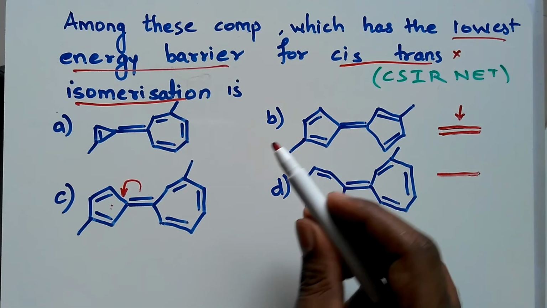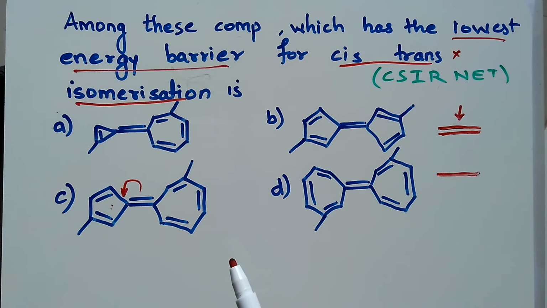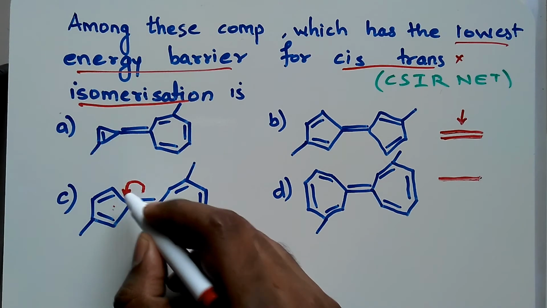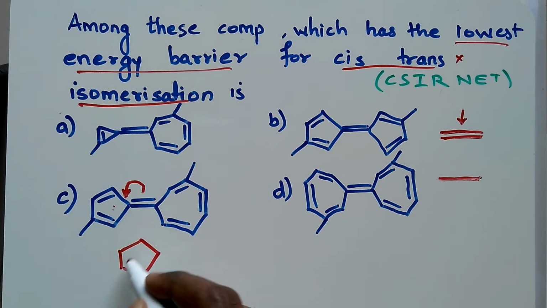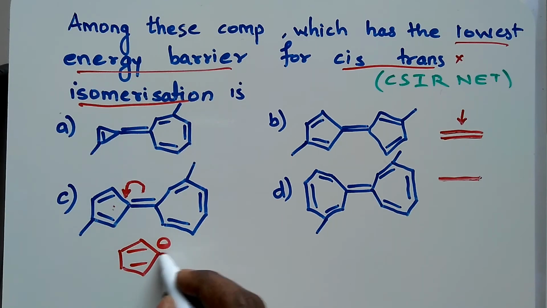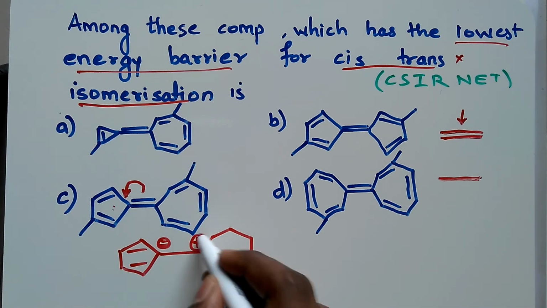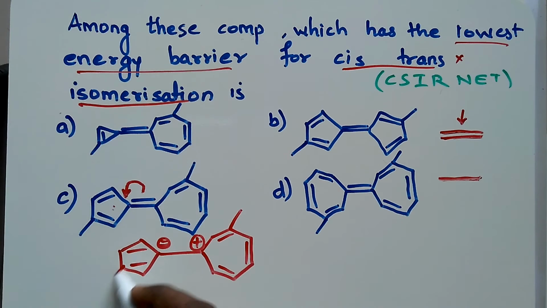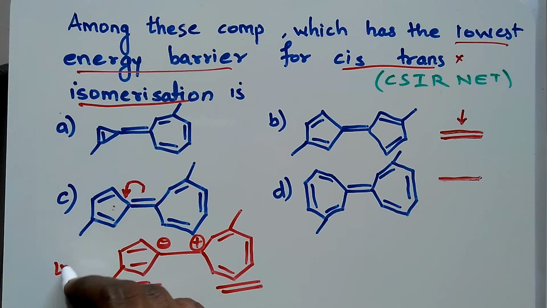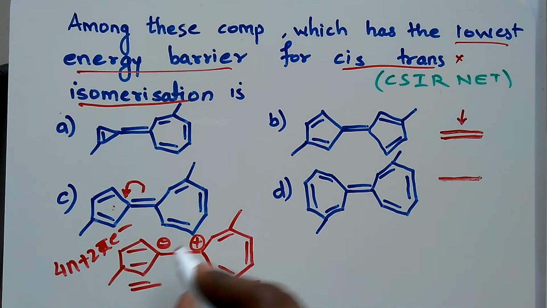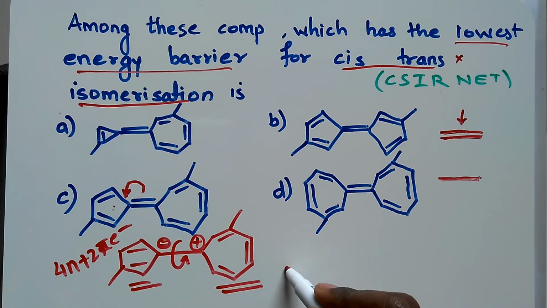So now we have to check where it is aromatic in both the cases. In the previous example, I explained that if the double bond shifts here, there will be a negative charge here, and in this case a positive charge. Both the compounds, this part is aromatic and this part is also aromatic, because both of the rings follow 4n plus 2 pi electrons. So a single bond will be created here, and cis-trans isomerization is possible with the lowest energy barrier.